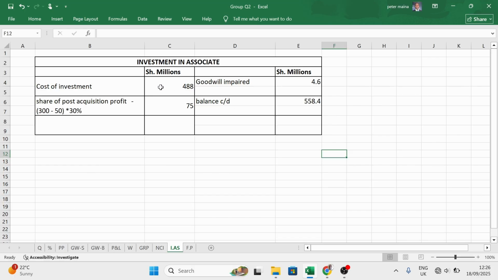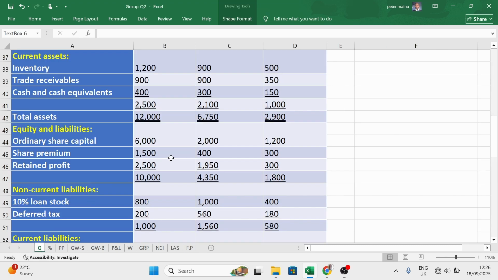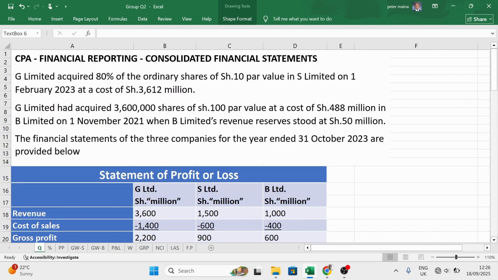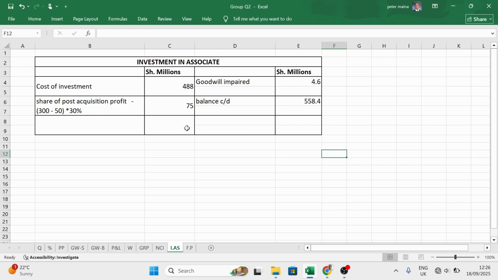So cost of investment, this is what you are given in the question. This is what the parent paid to acquire the associate. It was given in the second paragraph. G Limited had acquired those shares at a cost of 488 million. So that is the cost of investing in B Limited, in the associate. This figure 488 is what we have here.